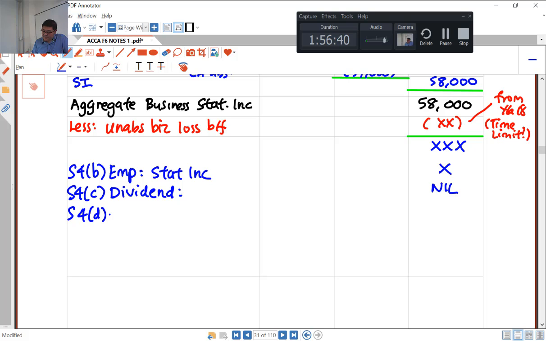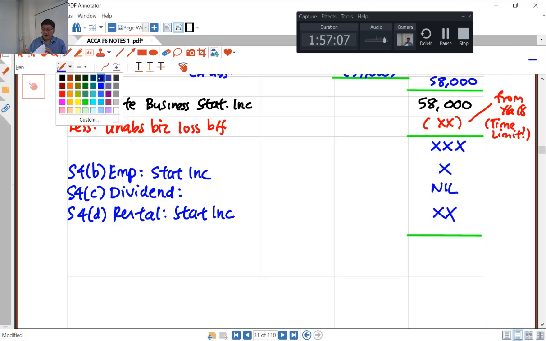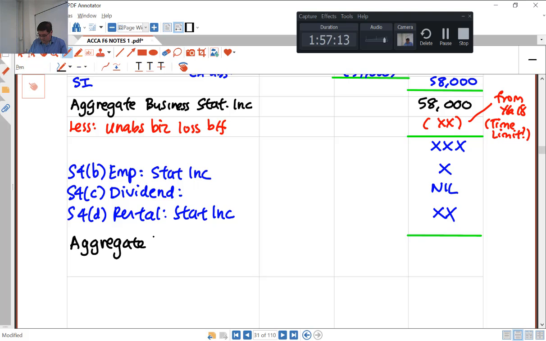Now, if you have, for example, 4D, rental, statutory income, same thing, we'll just get it all in. So what we've done is we have arranged all the business up there and we've arranged all the non-business down here. And now is the level that we will call aggregate. The law calls that aggregate.